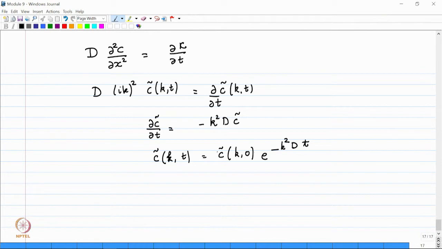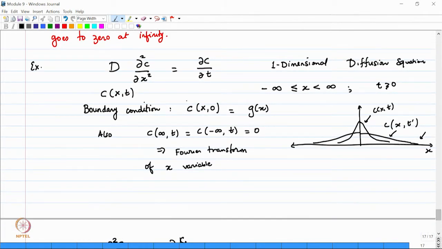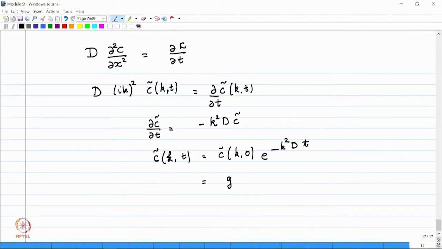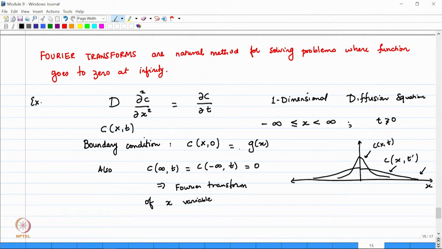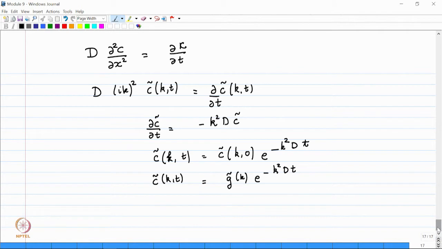Now, c tilde of k, 0: we had a boundary condition c of x, 0 was g of x. So, c tilde of k, 0 is nothing but g tilde of k. G is some known function of k. You are told some function, which depends on whatever initial condition you take. I should say this boundary condition is an initial condition. So, this is the solution.